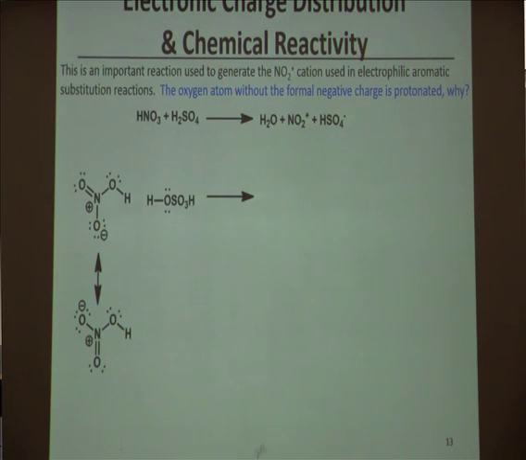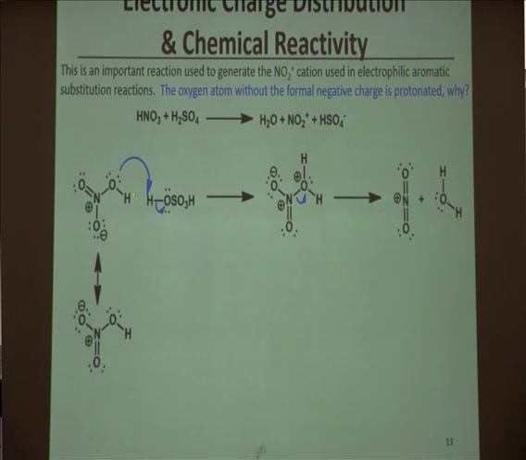Now, nitric acid exists as a combination of these two resonance structures, where we have a negative formal charge on one oxygen, double bond to the other, or in an equivalent structure, we can show a negative formal charge on the other oxygen. This structure gets protonated by the stronger sulfuric acid in the first step of the reaction. We know this happens because we know that water is generated and an NO2 plus is created. That's observed experimentally. And this is the mechanism by which that happens.